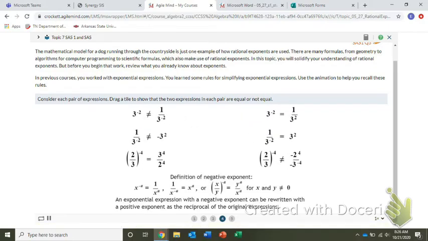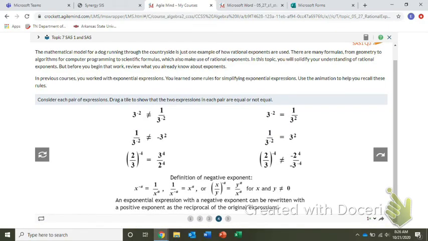So if you hit rule, it shows you all the rules that we just talked about, okay? It says the exponential expression with a negative exponent can be rewritten with a positive exponent as the reciprocal. That reciprocal means to just flip it. So if it's on the bottom, you put it on top. If it's on the top, you put it on the bottom. So you're just flipping it, and you're putting the positive exponent with it.